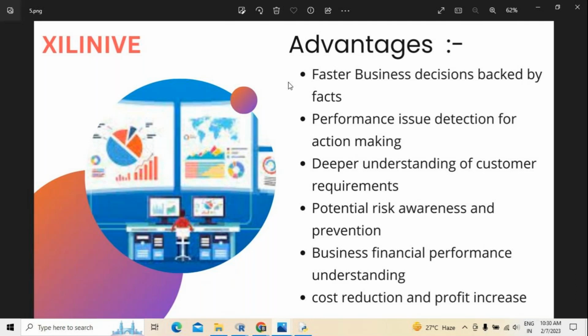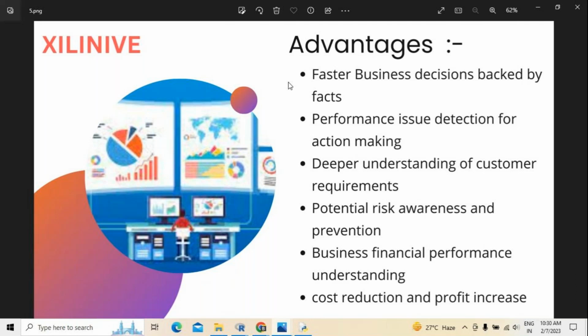At the same time, data analysis is also used for cost reduction. When you want to do any kind of cost reduction, as well as increase profits, this is being used for that. Now, these are the advantages you can see when talking about data analysis.